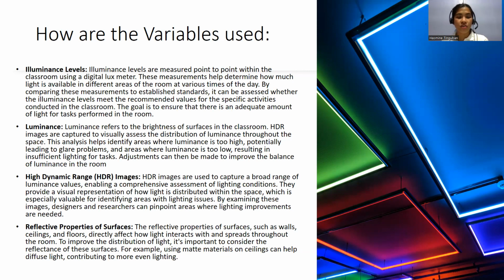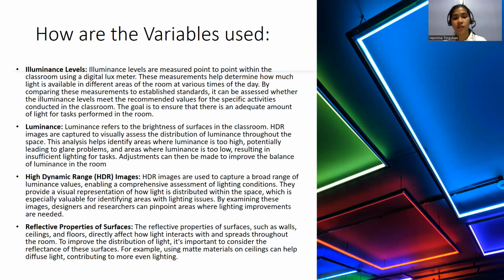High dynamic range or HDR images. HDR images are used to capture a broad range of luminance values, enabling a comprehensive assessment of lighting conditions. They provide a visual representation of how light is distributed within the space, which is especially valuable for identifying areas with lighting issues. By examining these images, designers and researchers can pinpoint areas where lighting improvements are needed.